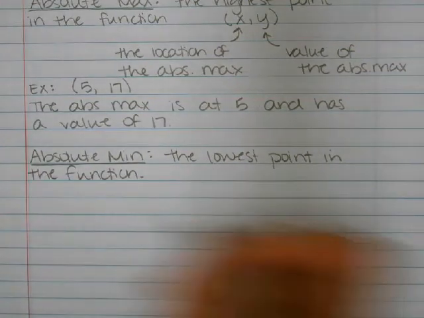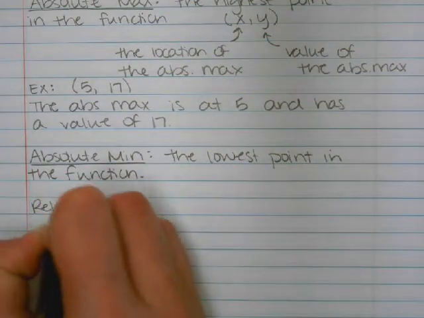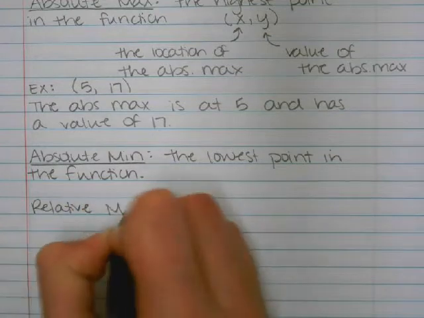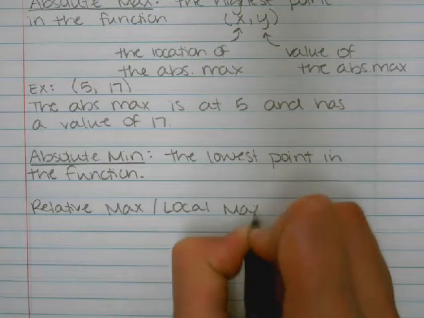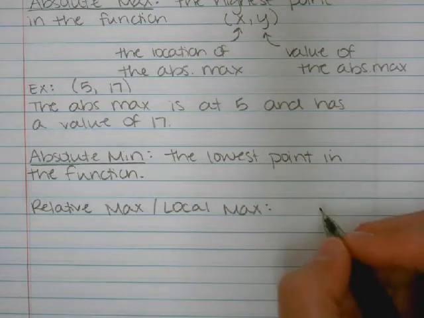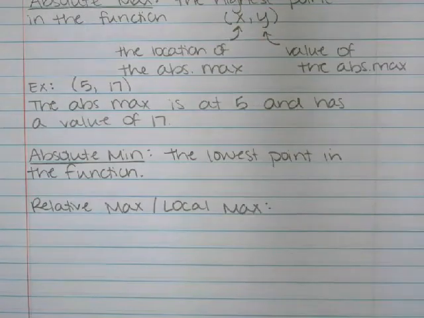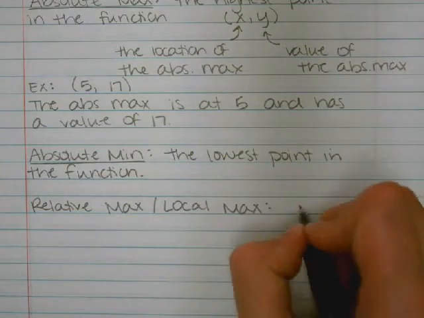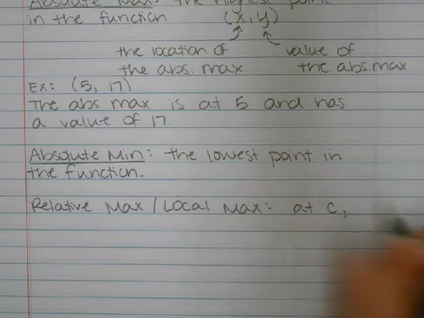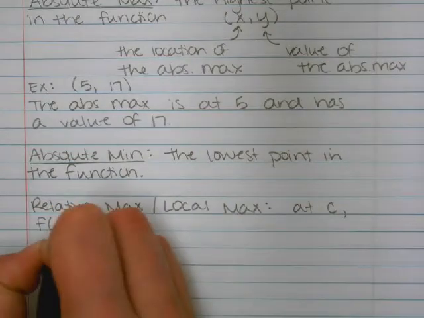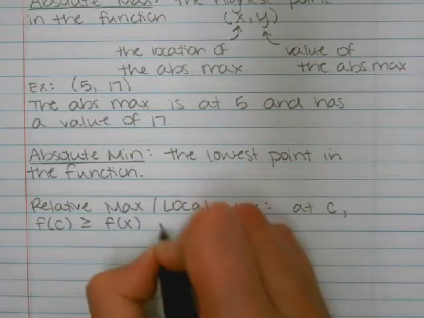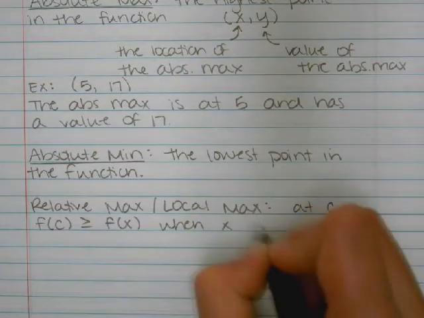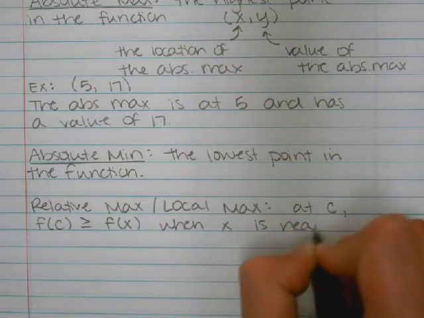And then we have the relative max, which is also known as the local max. I'm going to write down the formal math definition, and then what it actually means. So I'm going to say at c, so at an x value of c, f of c is greater than or equal to f of x when x is near c.